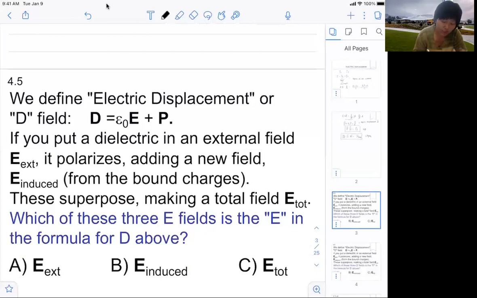So in our definition, this little E right here, what do you think this E represents? Does it represent the external field, or the induced field, or the total field? So I'm going to let you go ahead and vote on this.